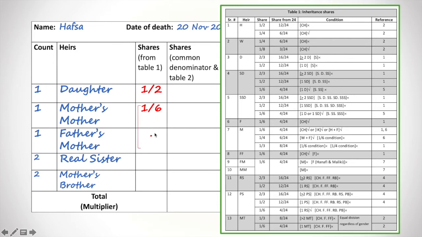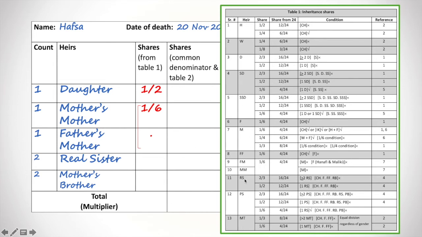Another way to symbolize this on your table could be that you can put a bracket or a parenthesis like this to identify that this share is actually the share of both of these. Then we go to real sisters and we find two real sisters.